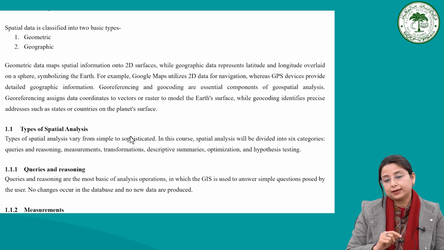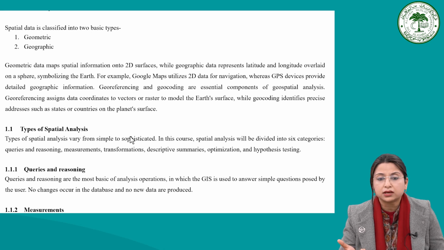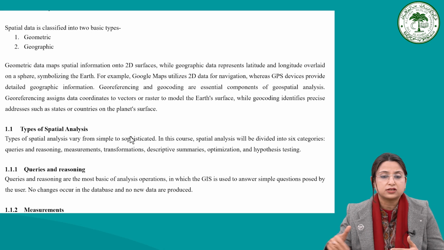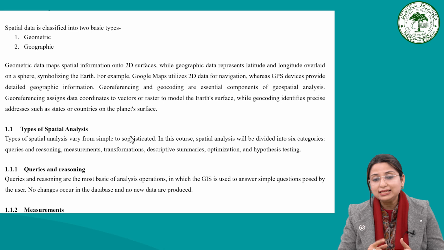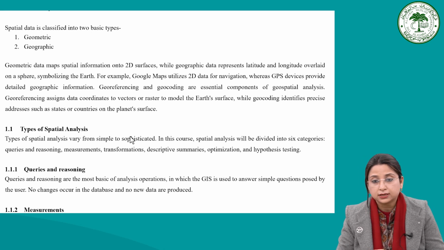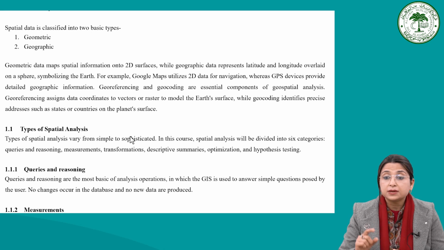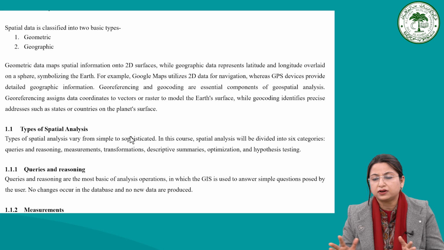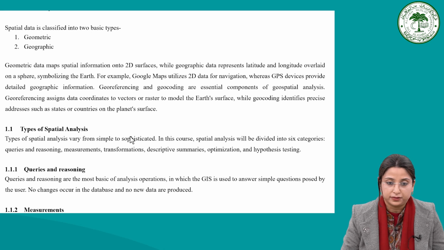For example, take Google Maps, which we use while traveling from one place to another to find routes or the fastest routes. Google Maps utilizes 2D data for navigation, whereas GPS devices, if you are using them during various functions or even in surveys, we find that they provide detailed geographic information.